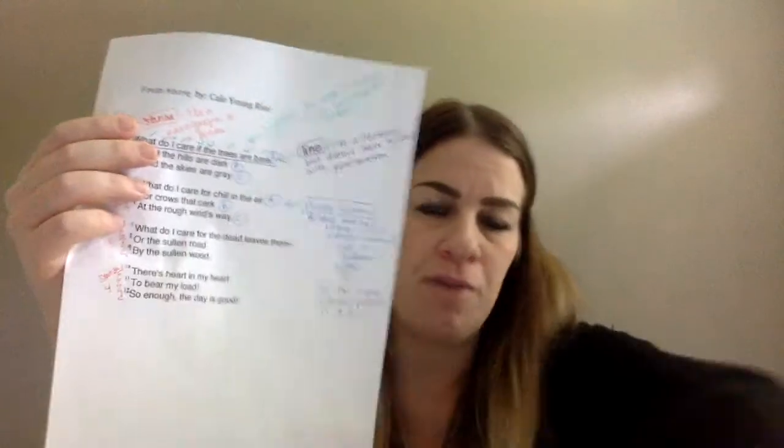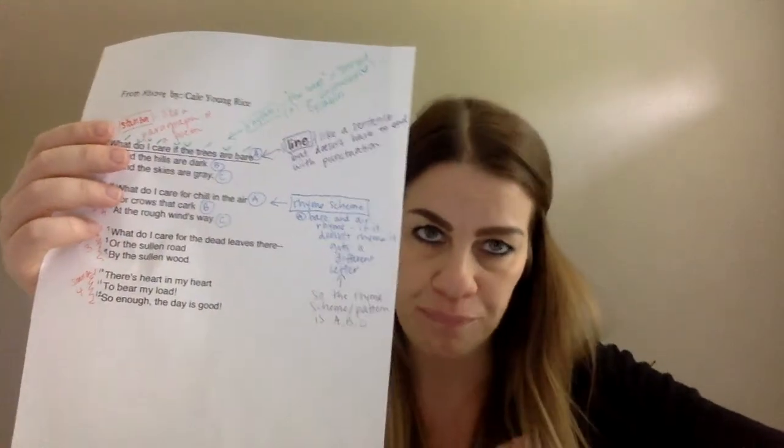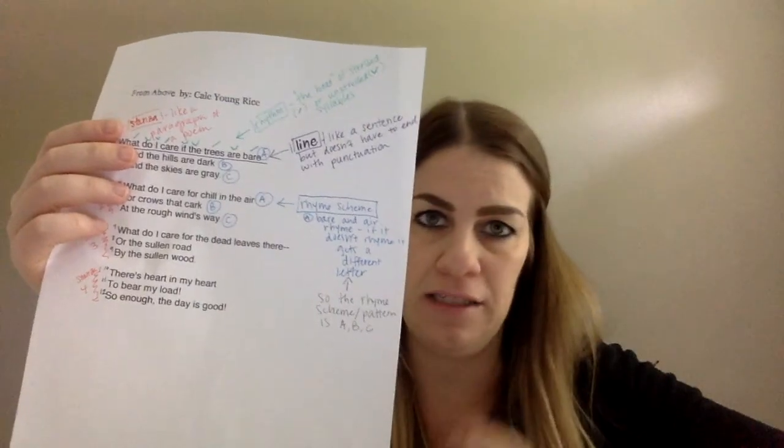So these are elements of poetry on what makes a poem, and things that you need to identify in the poem.